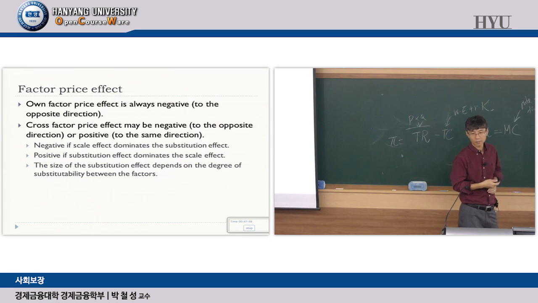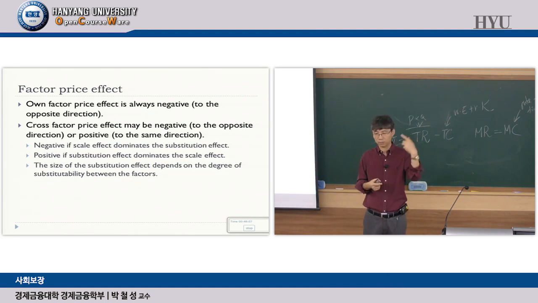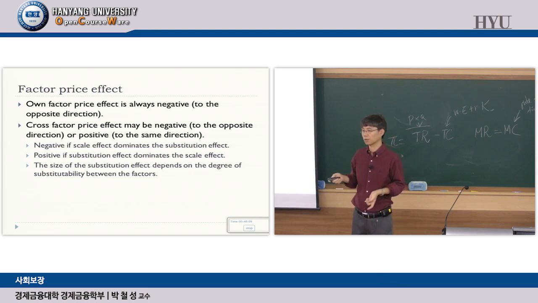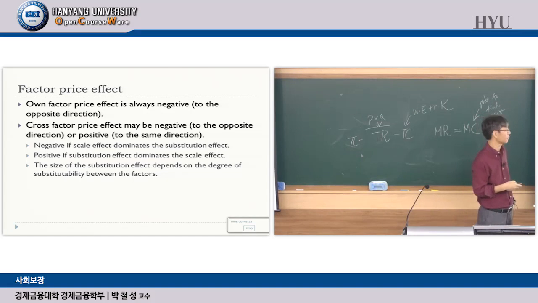It's always negative. Okay? Meaning that when own factor price goes up, own factor demand goes down. Wage goes up, labor demand falls. Wage goes down, labor demand goes up. So simple. Now cross factor price effect is the cross effect. So for example, when the wage changes, what happens to demand for capital? When the rent changes, what happens to demand for labor? That's cross factor price effect.